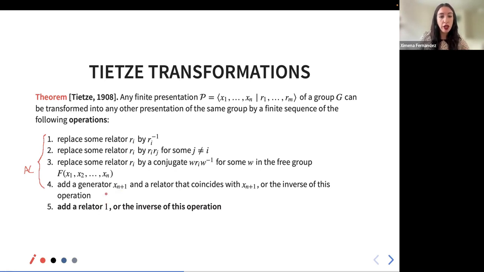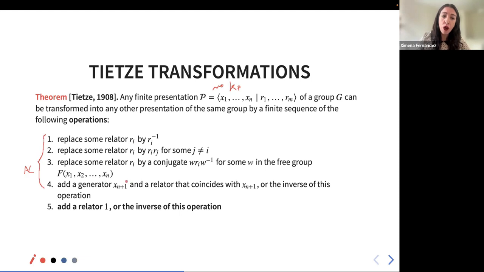Also, if you think about these operations in terms of the modification that you perform, to every presentation you can associate the standard complex, the complex associated to the presentation. So each of these operations is some modification of this complex. Operations 1 up to 3 just modify the attaching map of the two cells associated to this relator.